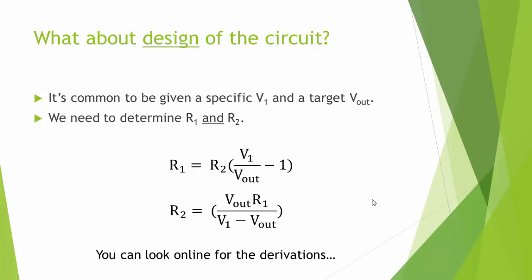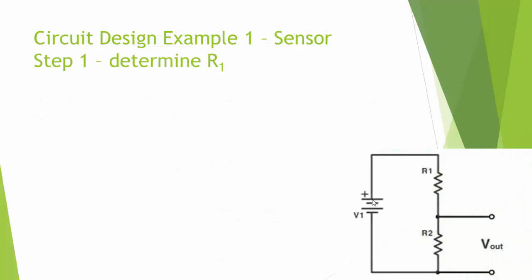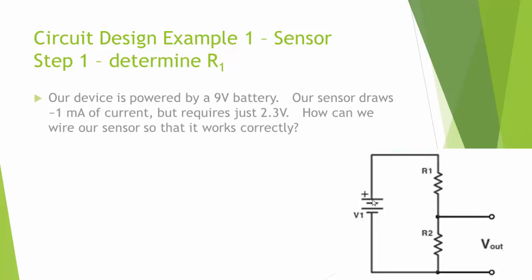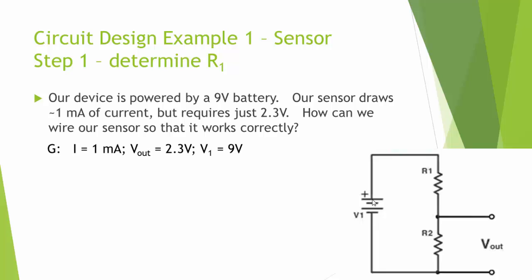If you're curious about the derivations of these things, you can work them out yourself. If you're pretty good at algebra, you can look online for them. No big deal. So let's just do an example where we're looking at implementing this kind of sensor. Let's imagine we've got a 9-volt battery, and our sensor doesn't need much current, about 1 milliamp, but it can't work from 9 volts. It needs a 2.3 volt power supply. So the question is, how can we wire it so it's going to work correctly?